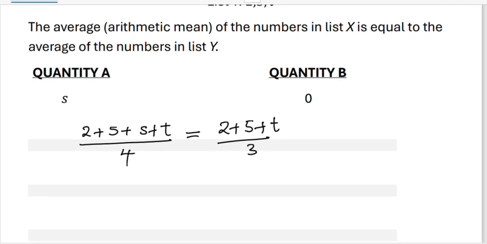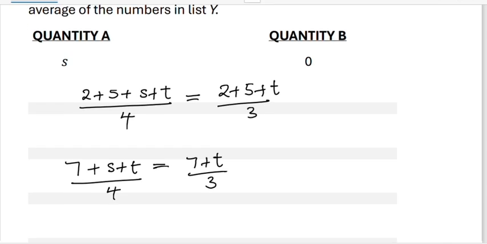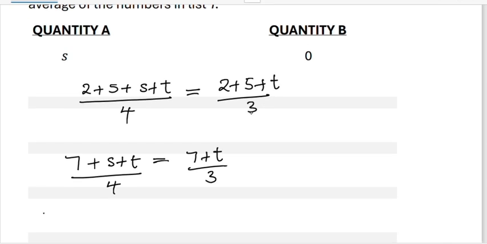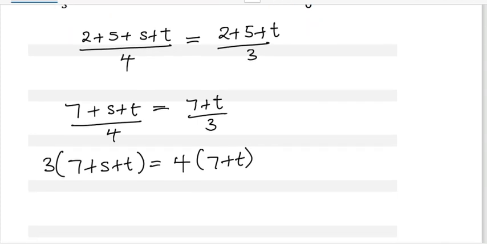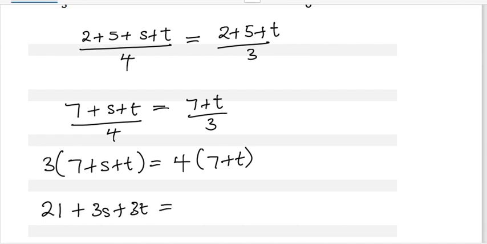Okay, so this is simply 7 plus s plus t over 4, which is equal to 7 plus t over 3. So let's cross multiply. We're going to have that 3 into (7 plus s plus t) is equal to 4 into (7 plus t). Next, let's open the brackets. It will be 21 plus 3s plus 3t, which is equal to 28 plus 4t.